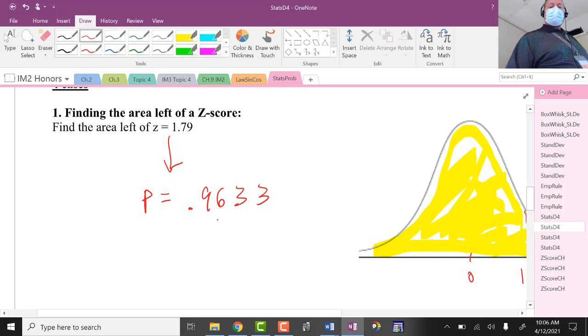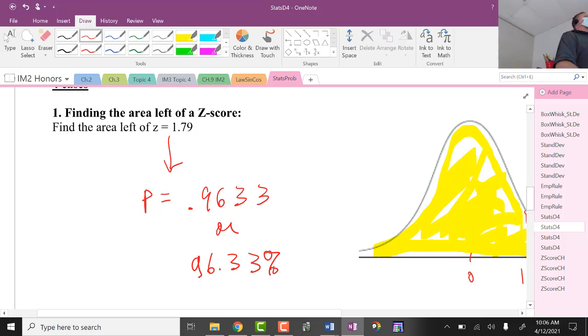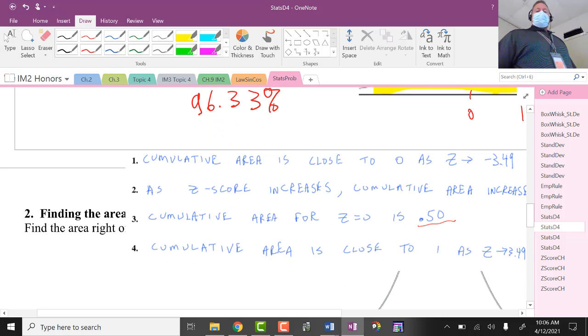So for a z-score of 1.79, I get a probability of 0.9633. Did I remember that correct? 96.33% of the data is below a z-score of 1.79. Quite a bit of it, okay? All right, let's go to the next one.